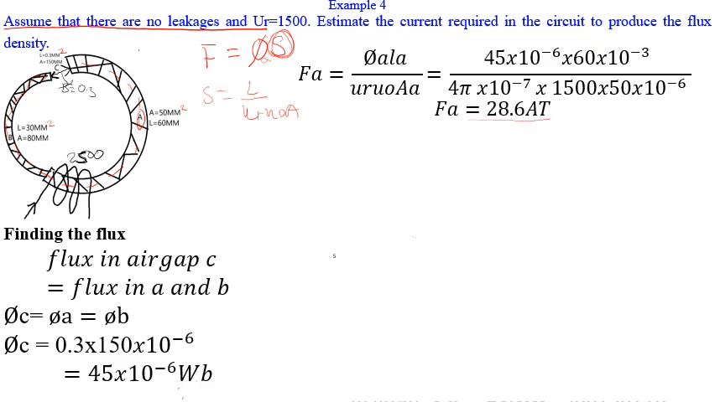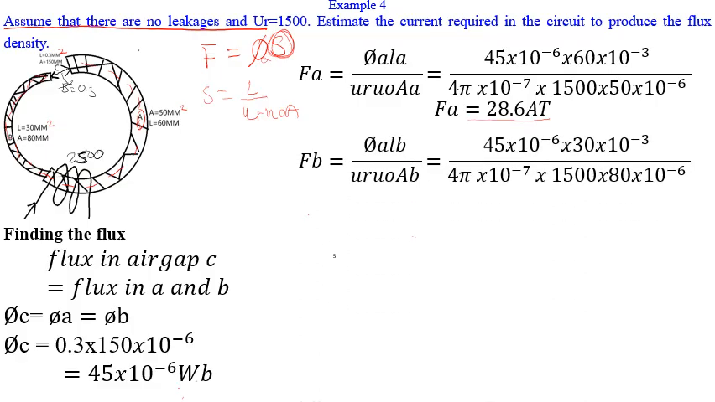Then we do the same for C. But C, we realized that it was not complete iron; here it was free space. So we use the UR for free space, which is 1. So the UR now becomes 1 instead of the 1500. The area was 150 times 10 raised to the power minus 6, and the length was 0.3 times 10 raised to the power minus 3. Then we just get our final answer as this.